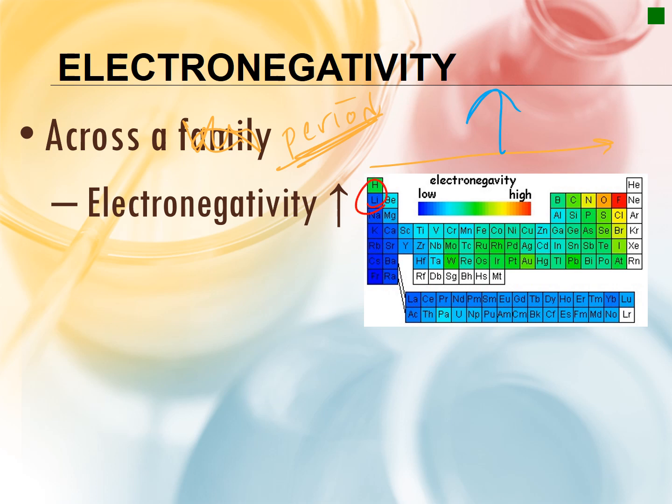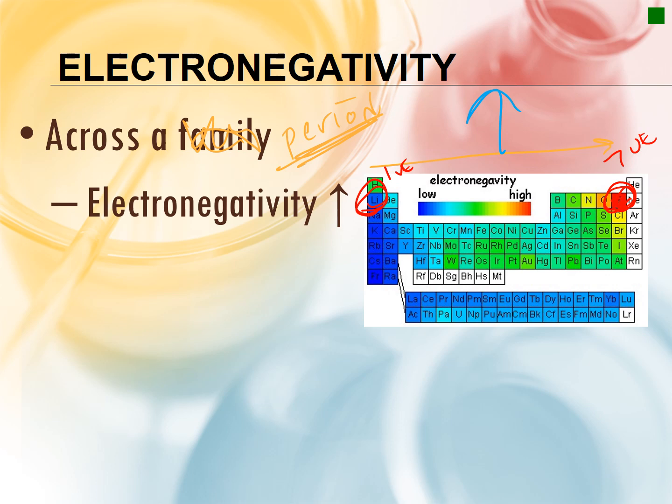If we look at lithium, lithium has one valence electron. It wants to lose an electron, not gain one. If you look at fluorine on the other end, it has 7 valence electrons. It's going to totally want to gain those electrons. So if we're comparing them, lithium has a very low electronegativity, and fluorine has a very high electronegativity. Okay, and so as you go across a period, your electronegativity increases.